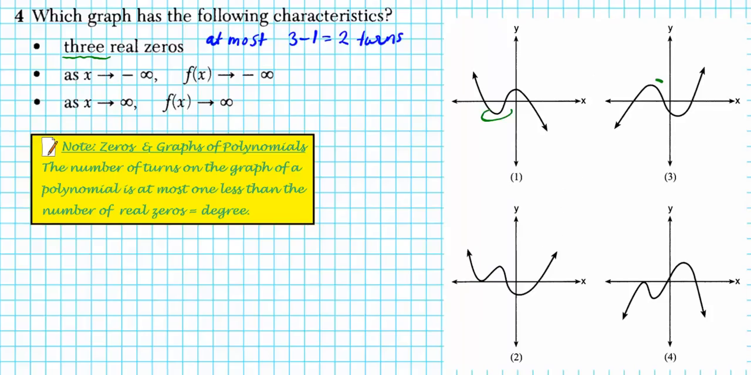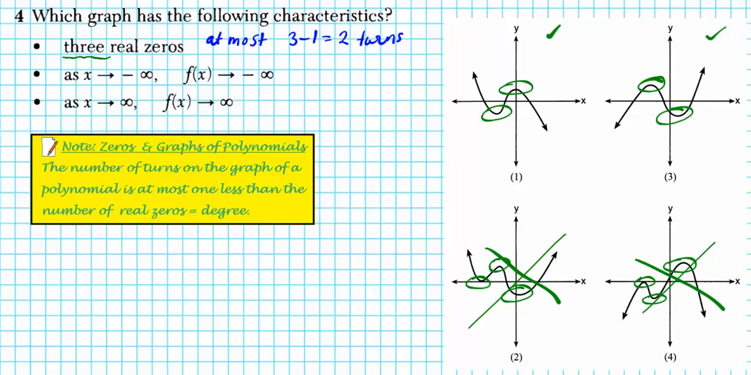Option 1 has 1, 2 turns, so that's good. Option 2 has 1, 2, that's 2 turns, that's good. Option 3 has 1, actually this is option 3, this is option 2. Option 2 has 1, 2, 3, that's 3 turns, no good. Option 4 has 1, 2, 3 turns, way too much, that's no good.